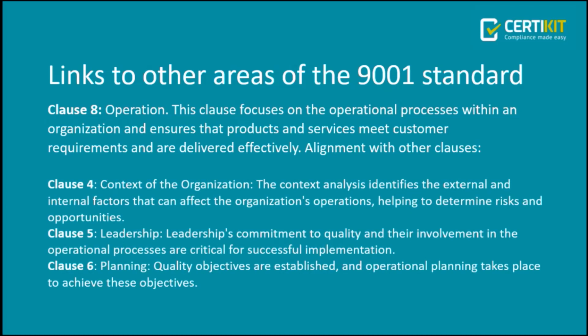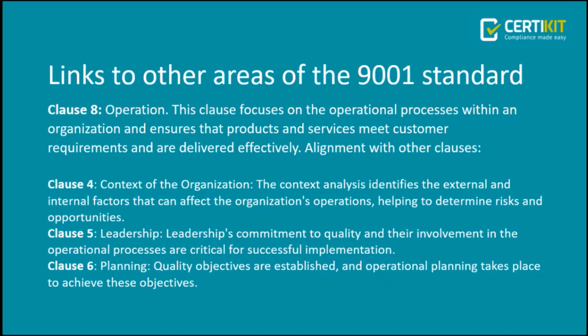So as you can see here, clause 4, context of the organization. The context analyzes and identifies external and internal factors that can affect the organization's operations, helping determine the risks and opportunities. Clause 4.1 and 4.2 asks you to look at the internal and external issues that could affect your operations. And 4.2 looks at your interested parties, internally and externally, that could have an effect on your operations. So this links closely with clause 8, because they could have an input upon your products. They could have an impact upon your services. So you need to consider that factor when you're looking at Clause 8.